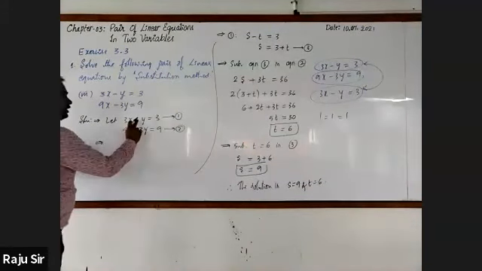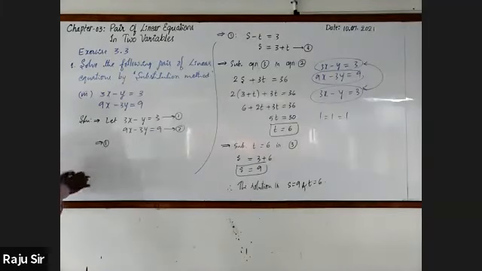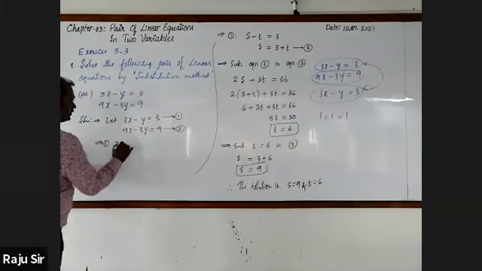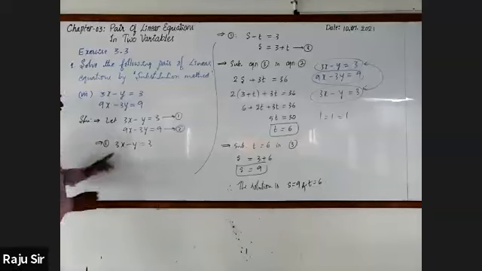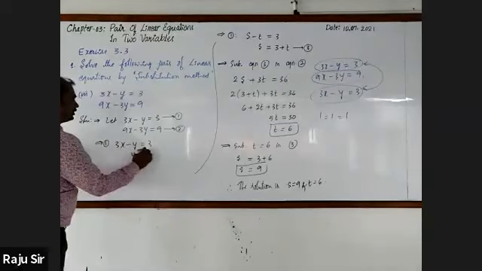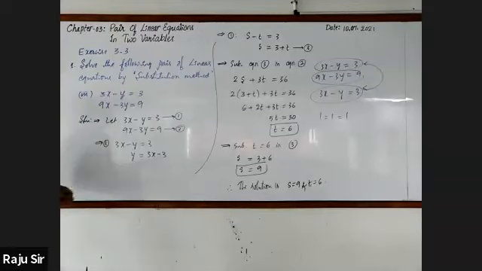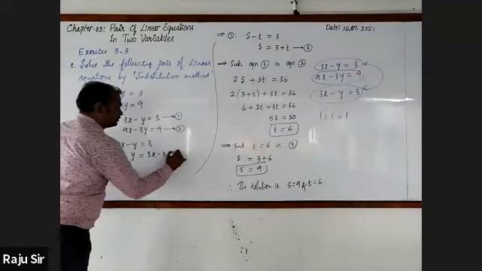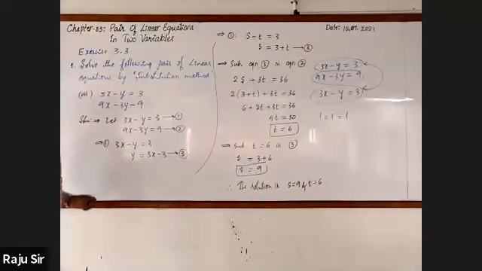Next, let me go for taking the first equation. Here, 3x minus y is equal to 3. Solve for y. So y is equal to 3x minus 3. Hope that you are understanding. Call it as third equation.